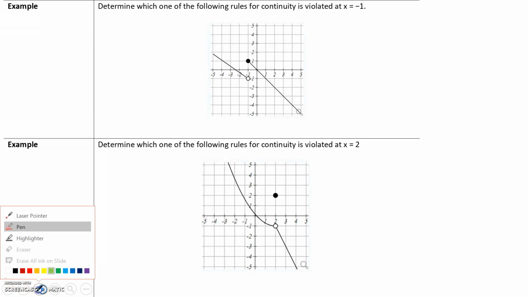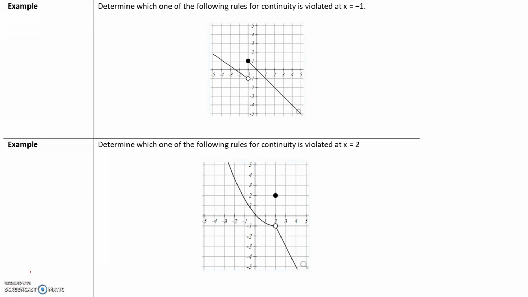Same thing for the next two. We want to determine which of the following rules for continuity is violated at x equals negative 1. We will do these in class, but do think about them.